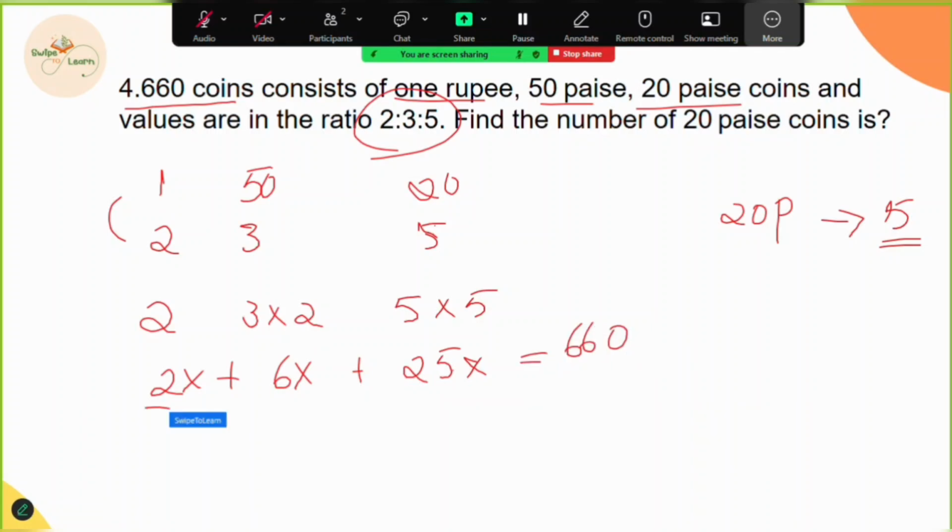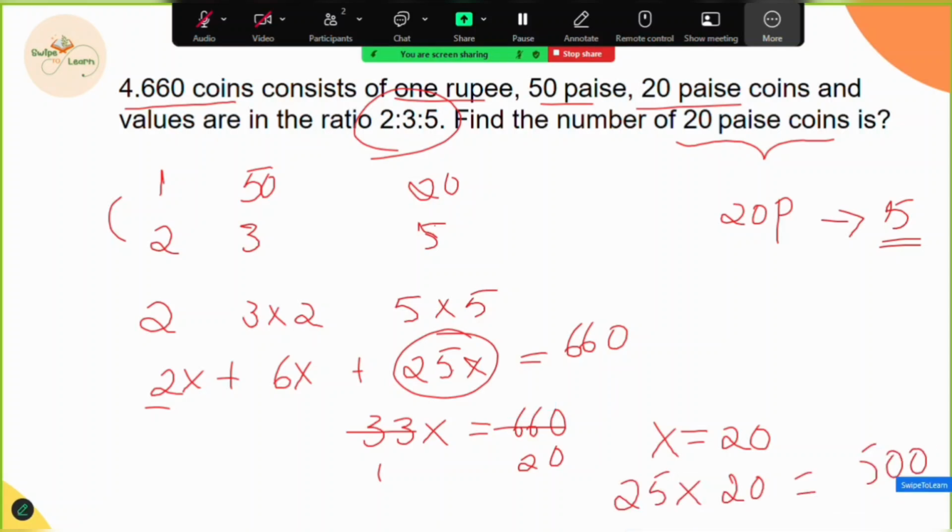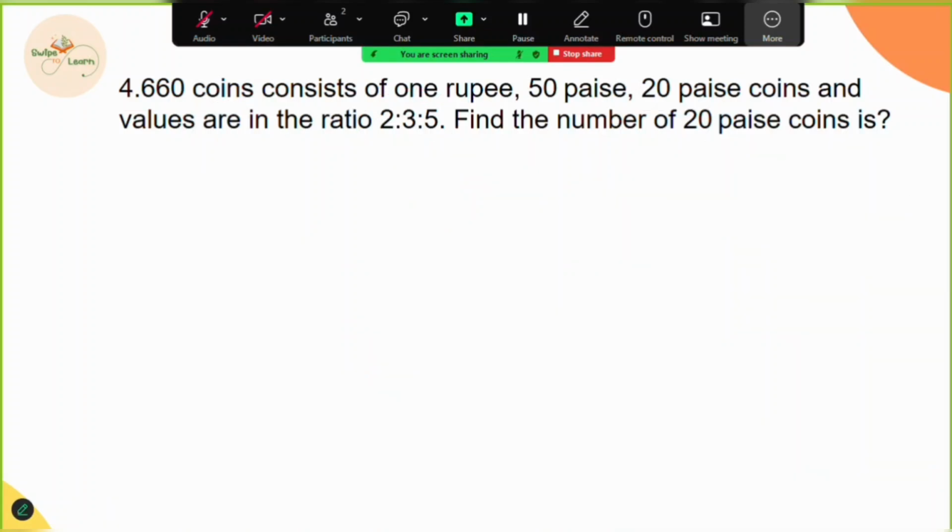25 plus 2, 27. 27 plus 6, 33. 33x equals 660, and x becomes 20. And when x is 20, they asked us to find the total number of 20 paise coins. 20 paise coins are in the ratio of 25. So 25 into 20 gives 500. So the number of 20 paise coins is 500. So that's it about the coins.